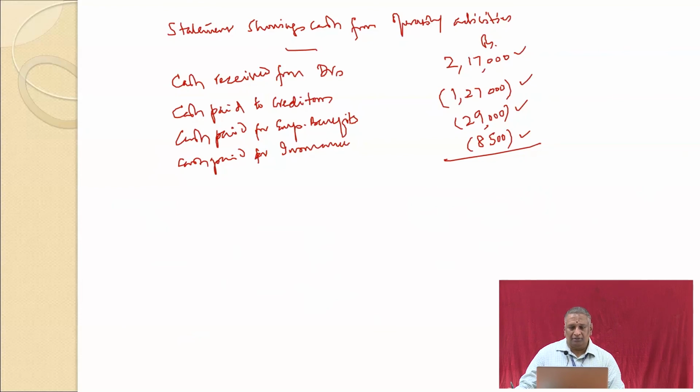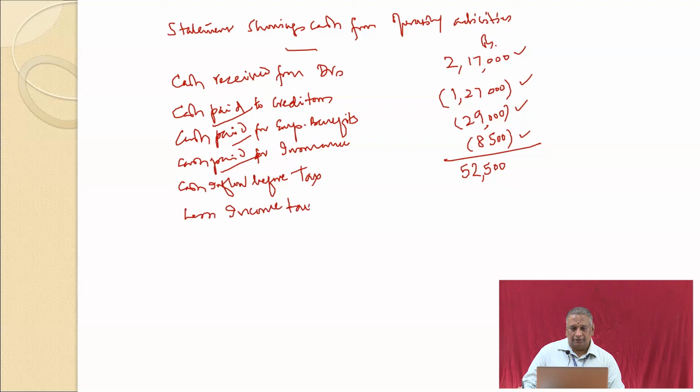So if you subtract the sum total of all these payments, all these are paid, you must try to understand, paid, from the total of receipts, you will get a balance of rupees 52,500. So this is cash inflow before tax. From this, less income tax paid.